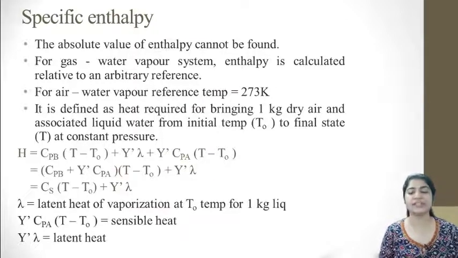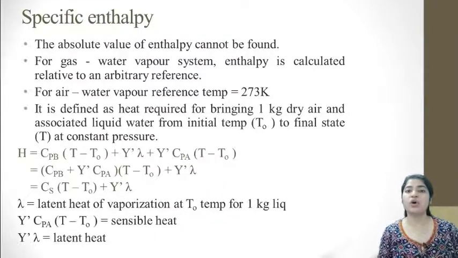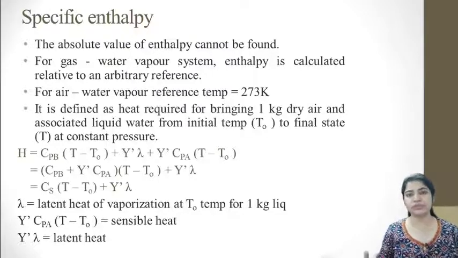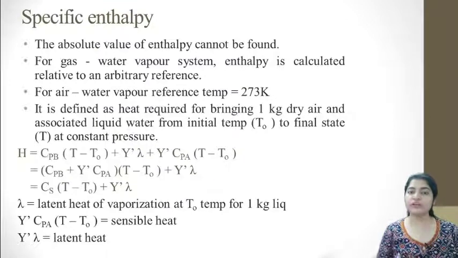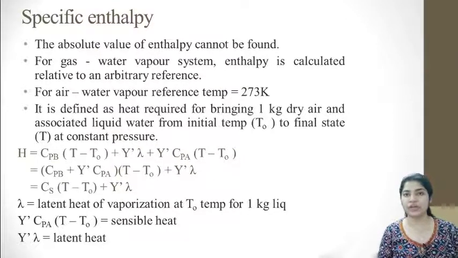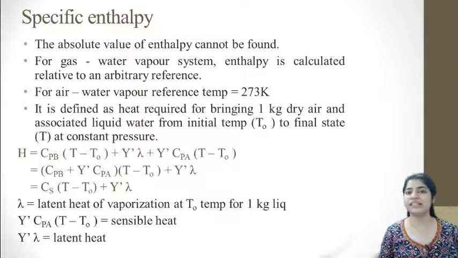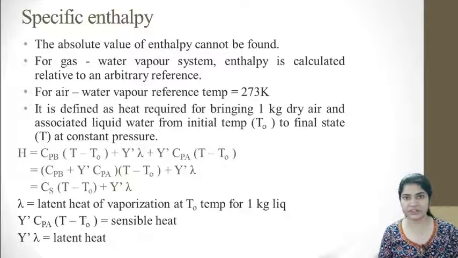Another definition here is specific enthalpy. For a liquid, vapor and gas system, the absolute value of enthalpy cannot be found. Thermodynamic properties like internal energy and specific enthalpy are calculated with respect to a certain reference. So for the gas and water vapor system, you calculate enthalpy relative to a reference temperature. For the air water vapor system, you take the reference temperature as 273 Kelvin, that is 0 degrees Celsius.